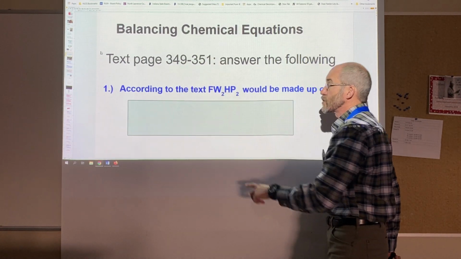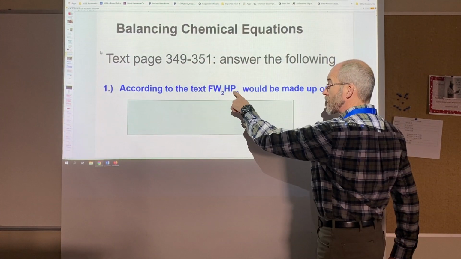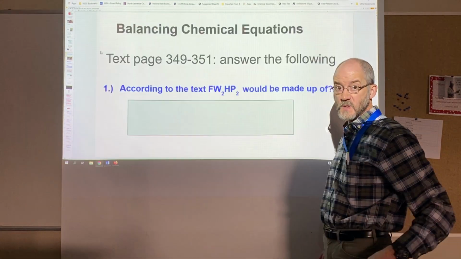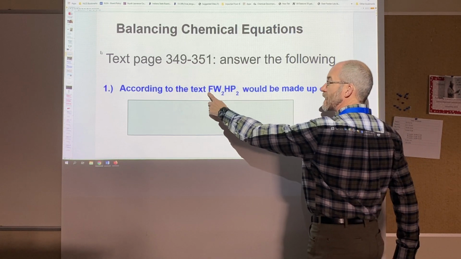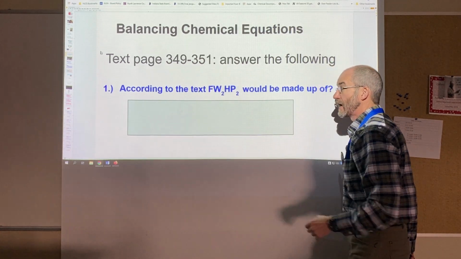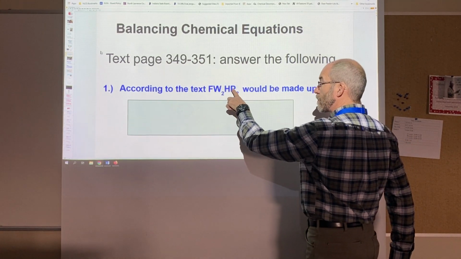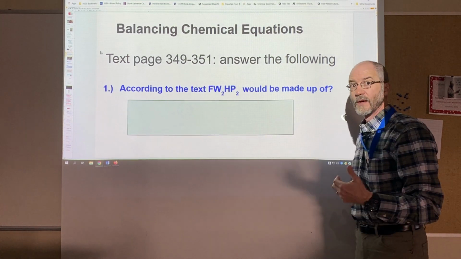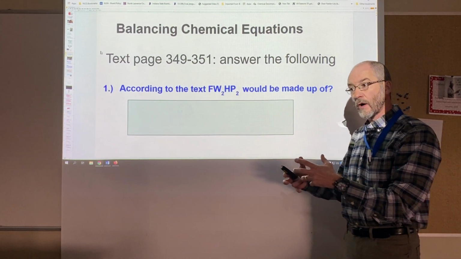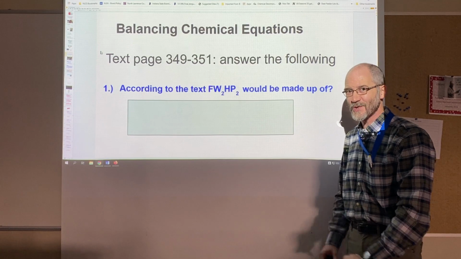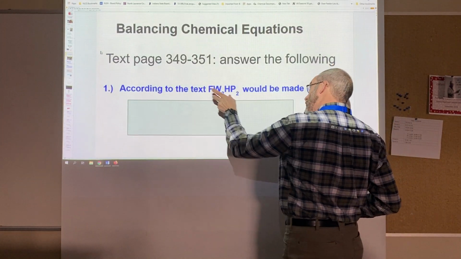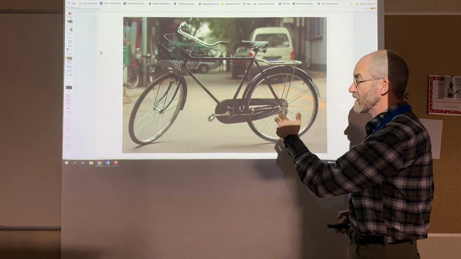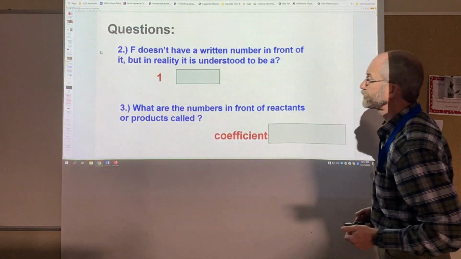Well, what's H? And you're like, well, that's handlebars. Yes. What's P? Oh, that's pedals. Yes. So what was their chemical formula for a bicycle? It was FW2HP2, right? 1 frame, 2 wheels, 1 handlebar, and 2 pedals. So in order to get the whole product, now listen to what I just said, in order to get the whole product, this was the chemical formula to give you this product, okay?